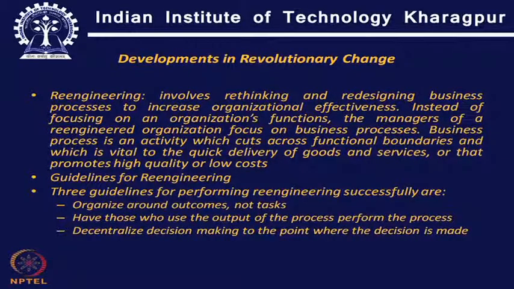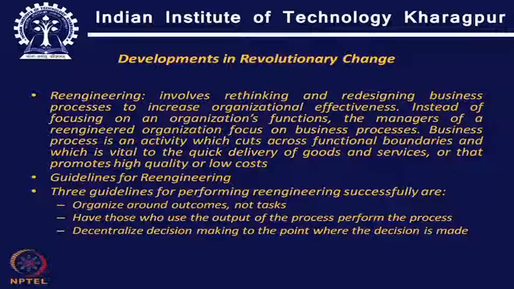re-engineering involves rethinking and redesigning business processes to increase organizational effectiveness. So instead of focusing on the organization's functions, managers focus on the business processes and how to change them so that they become more effective. A business process is an activity which cuts across functional boundaries and is vital for quick delivery of the goods when required.